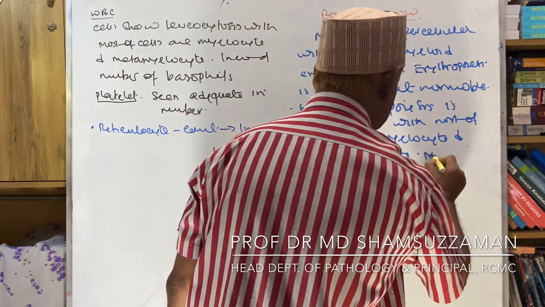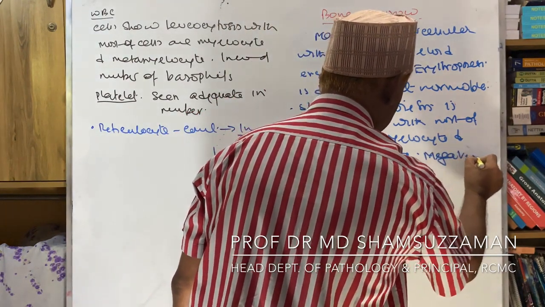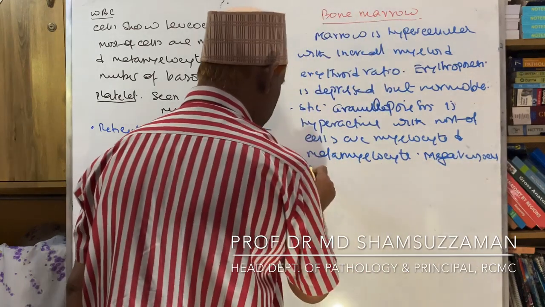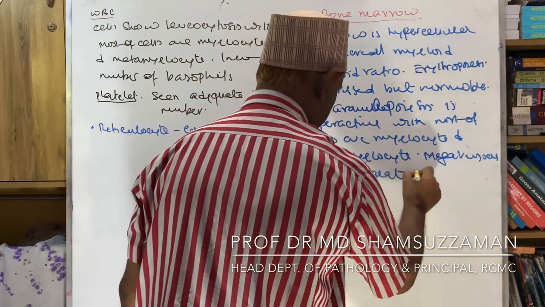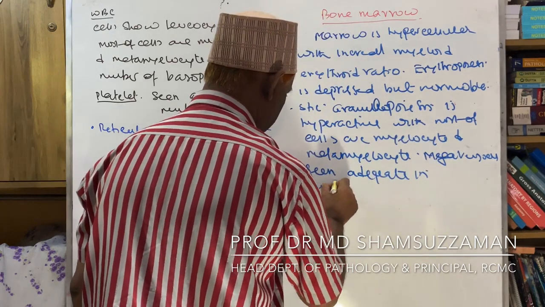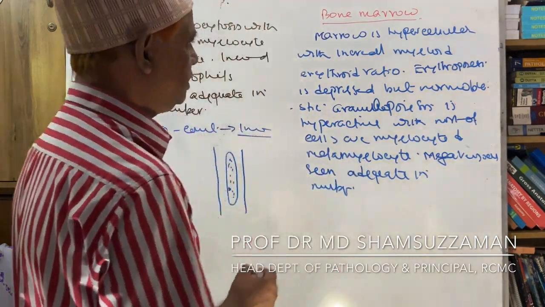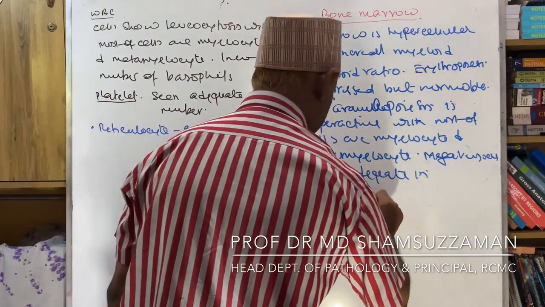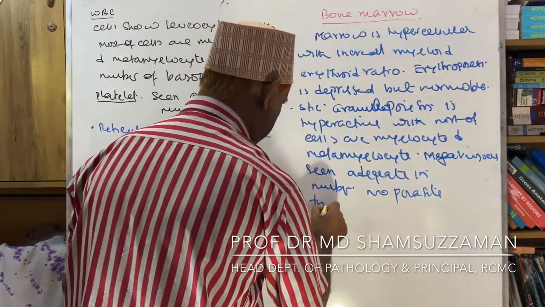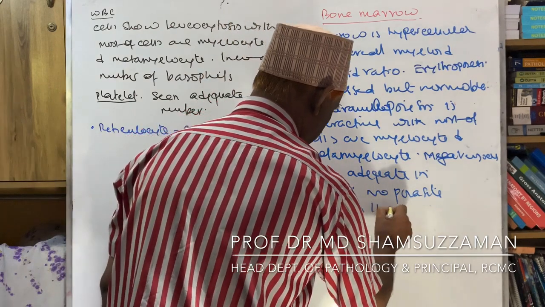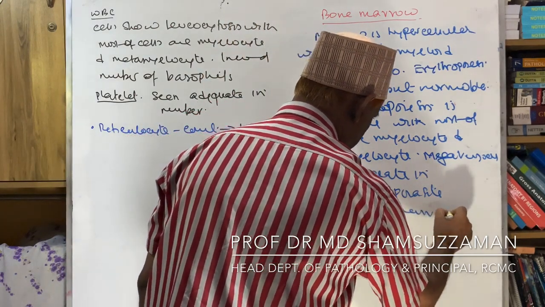Then megakaryocyte is seen adequate in number. No parasite found in the marrow examined.